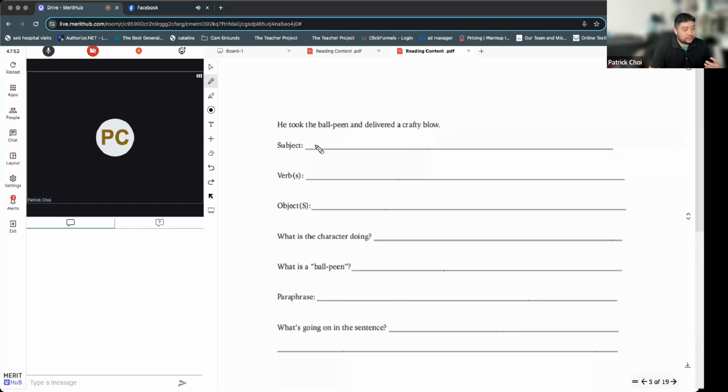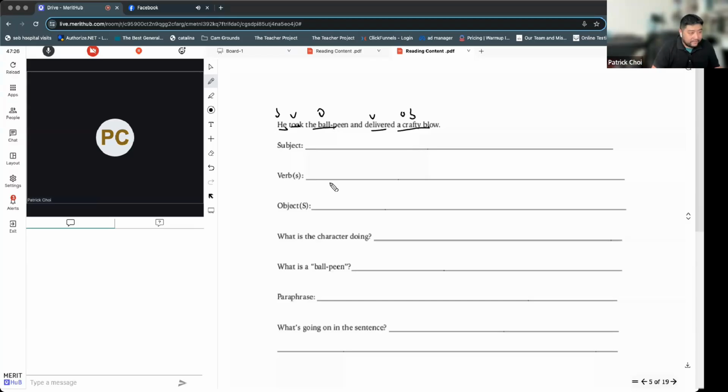So there are no commas, no punctuation here, but we have the subject he, the verb took, and he took the ball peen, the object, and then delivered. So that's another verb. A crafty blow is the object, right? So this sentence gives us a lot of information, because now they took out the ventrilia, the screw flew off, and then he took out a ball peen. I don't know what a ball peen is, but I do know that it's something you can use to deliver a crafty blow.